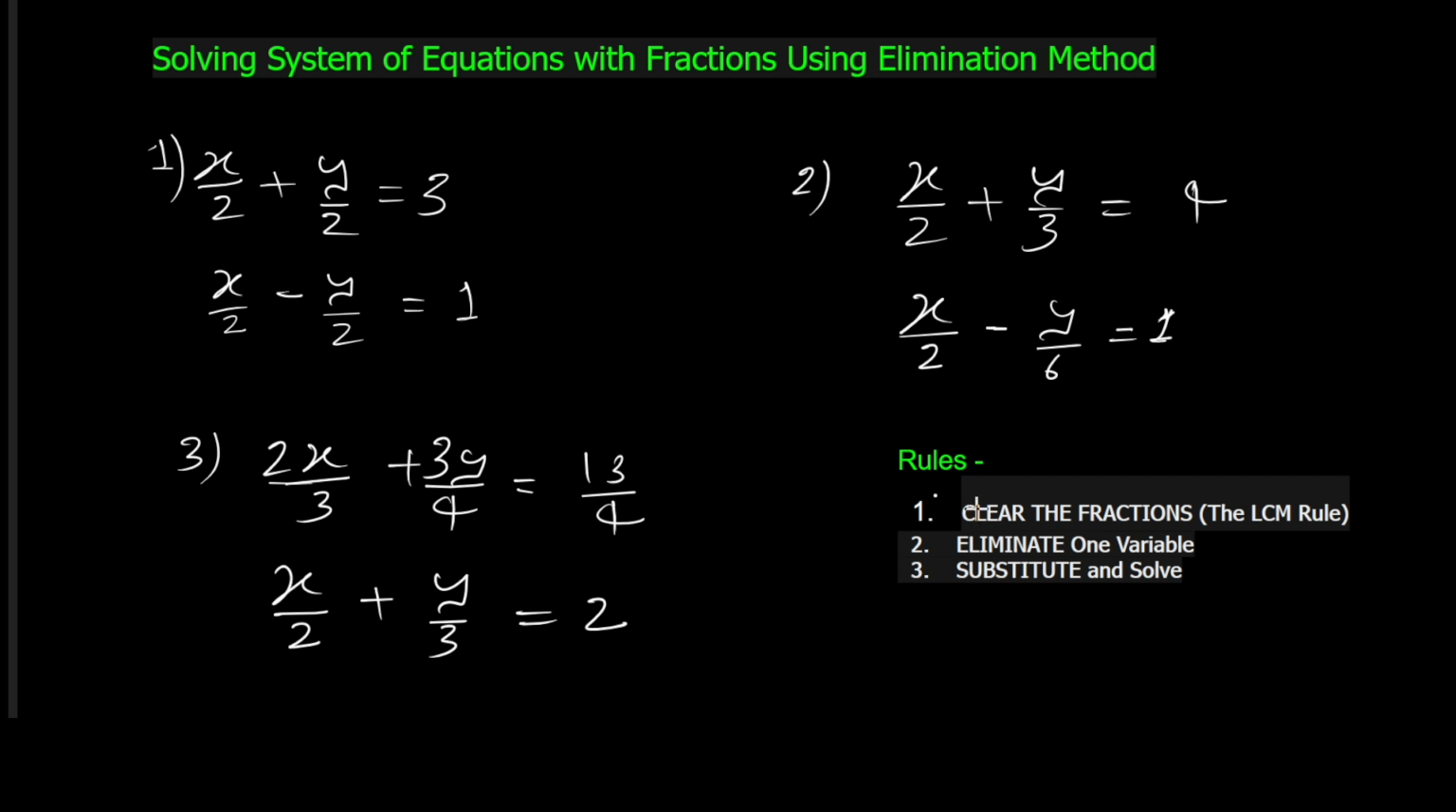The second one is eliminate. Make it normal. Now you have a normal system of equations. Multiply one or both equations to make one variable have the same coefficient, then add or subtract to eliminate it.